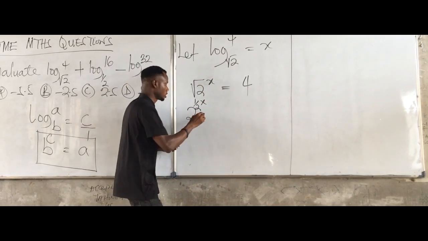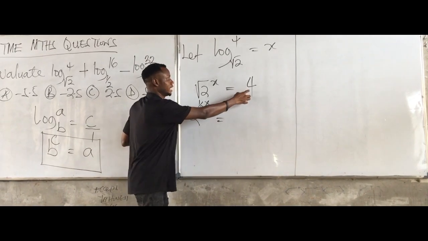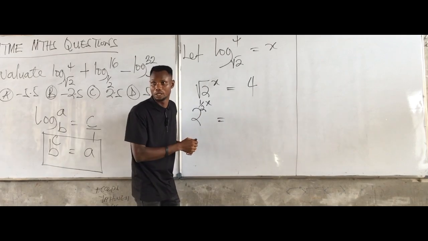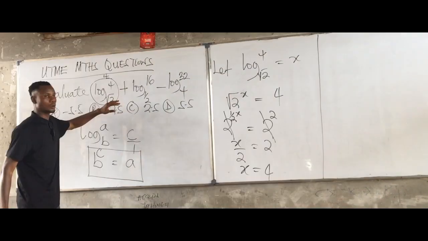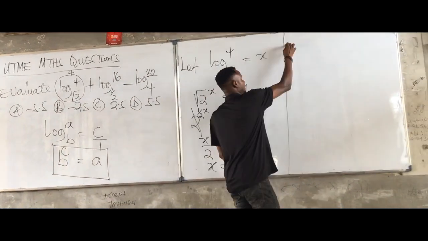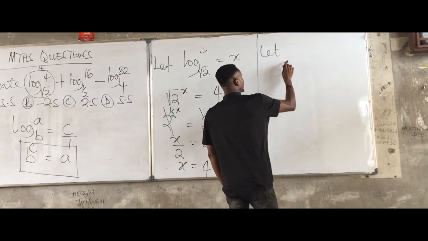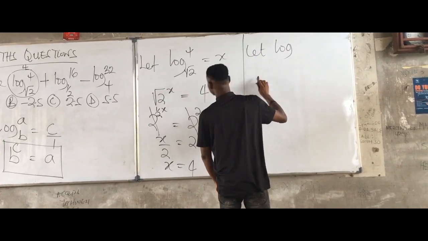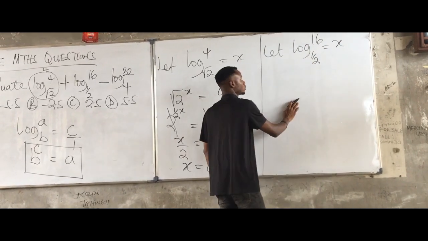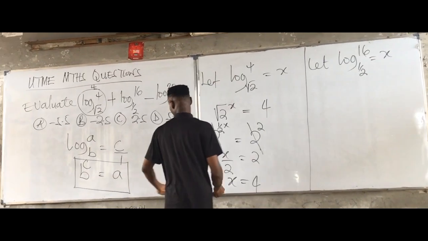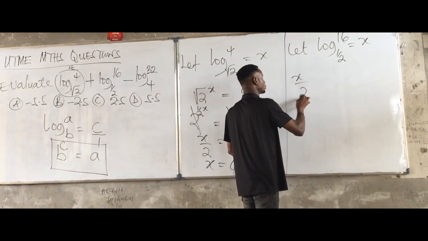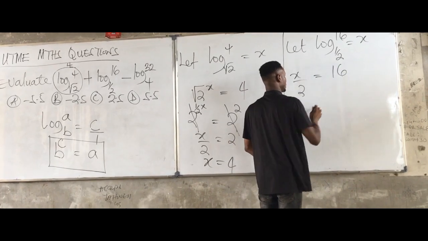Please take note. Now class, let's make this to have the same base. So what is 4 in terms of base 2? That is 2 raised to 2. Copy here, please. Let's do the same thing here at this point. We say, let log of 16 base 2 equal to x. So the same thing here, applying this, I'm going to have s over 2 is equal to 16.